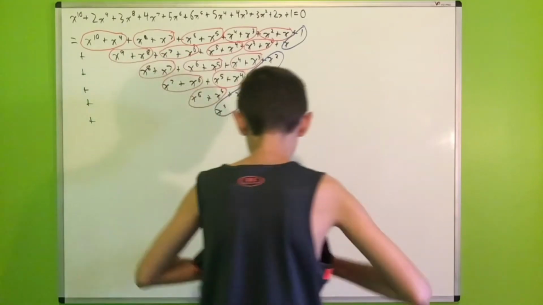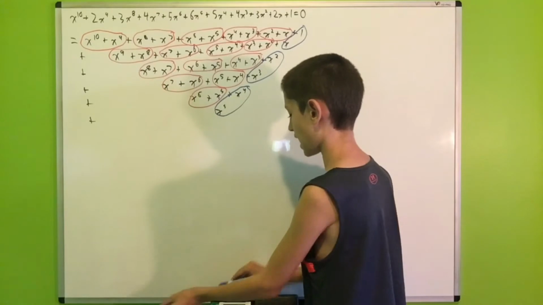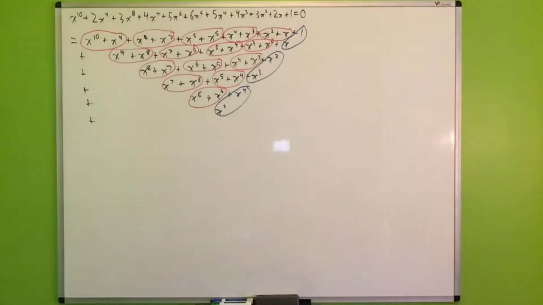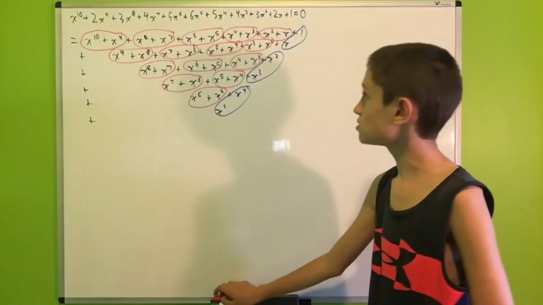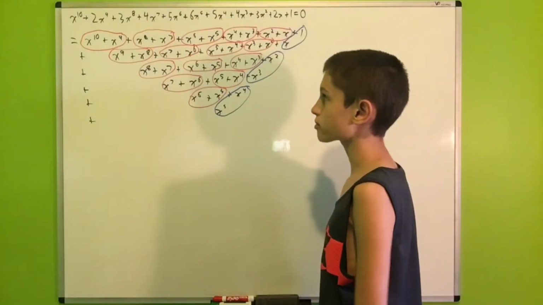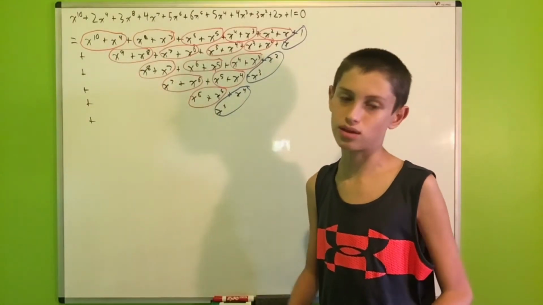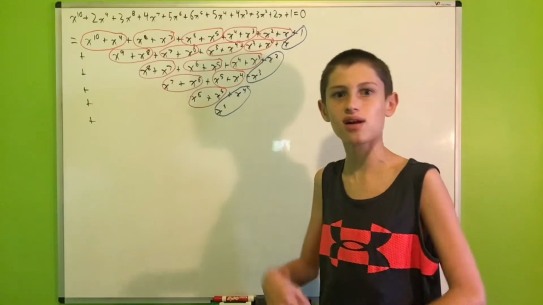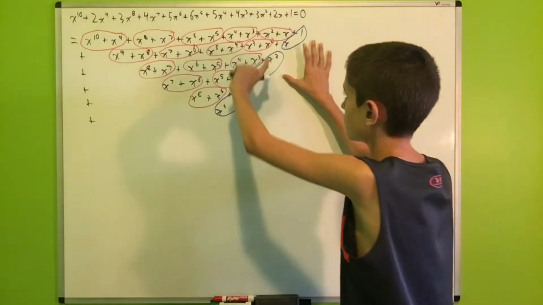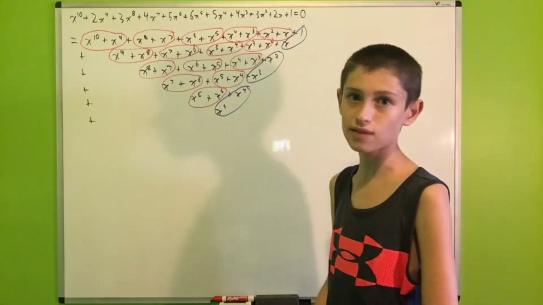Okay, so now, why did I do this? Well, each of the pairs of terms we formed is of the form x to the n plus x to the n plus 1. Factoring out x to the n, we have x to the n times x plus 1, which means for all of this, we have a common factor of x plus 1, which we can easily factor out.